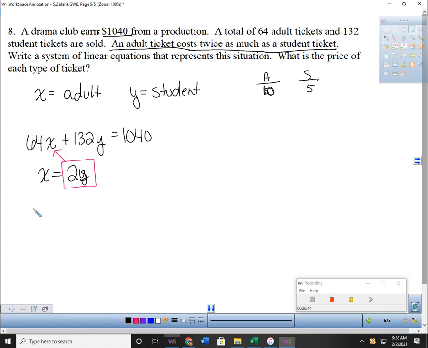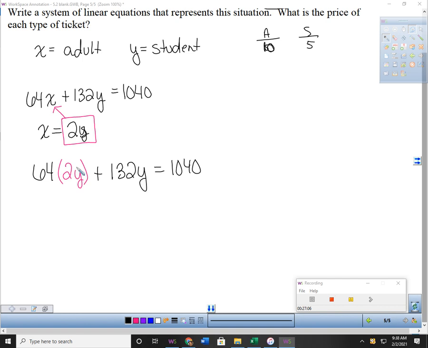So I'm going to do that. I have 64, and then I do need parentheses because there's a number connected to my X, right? I'm multiplying. So I'm going to plug in the 2Y plus 132Y is equal to 1040. So same thing that we've been doing. We've got 64 times 2Y, which would give me 128Y plus the 132Y is equal to 1040.